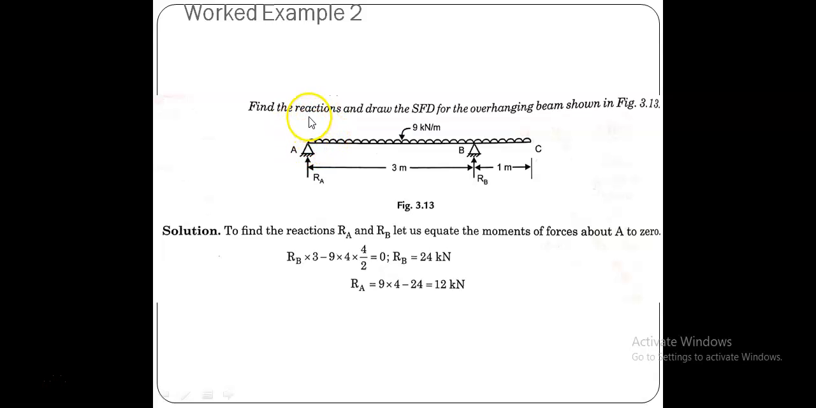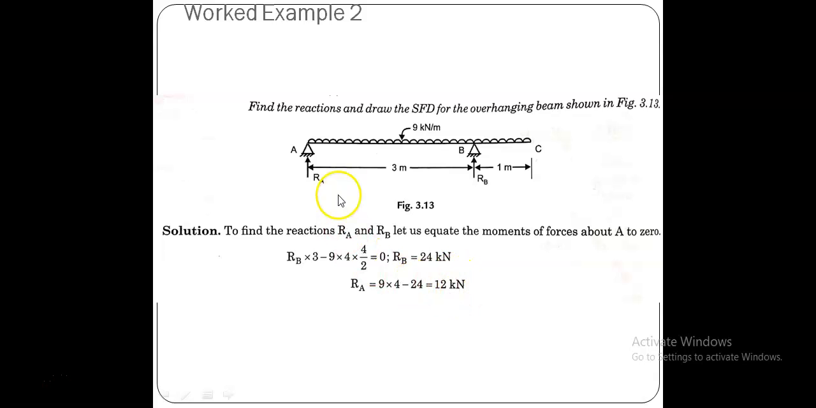So we are writing the moment equation with respect to A, and this 9 into 4, 36 kilonewton at the center here, with respect to this A is acting clockwise, and therefore I put the sign minus. 9 into 4 is a concentrated force, acting at 2 meter from the left support, therefore into 4 by 2. So now we obtain RB is equal to 24 kilonewton.